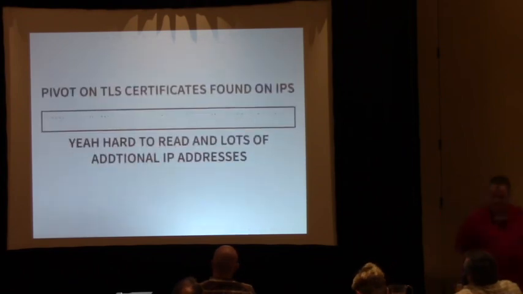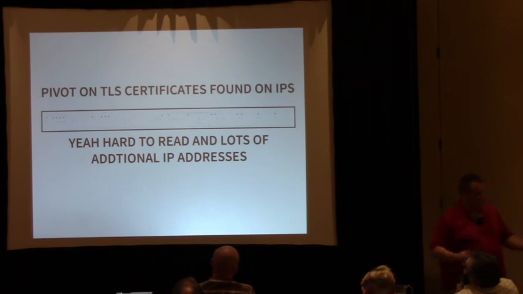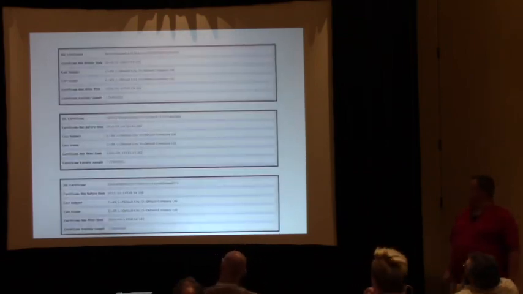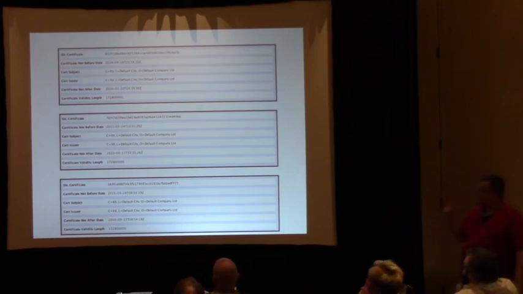So we pivot on the TLS certificate, again, very hard to read because it's hard to do screenshots in a small browser window. There's 3 little clusters at the bottom, all of new IPs that are related to the TLS certificates. So let's take a look at those certificates. Does anyone see anything in common with all 3 of those certificates?